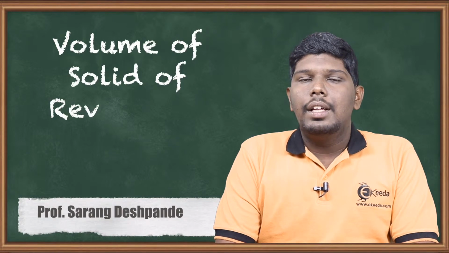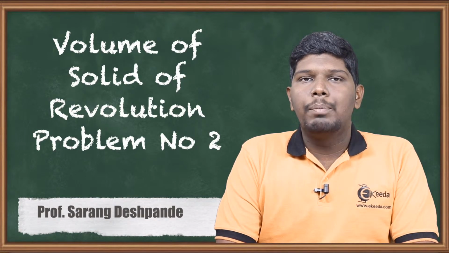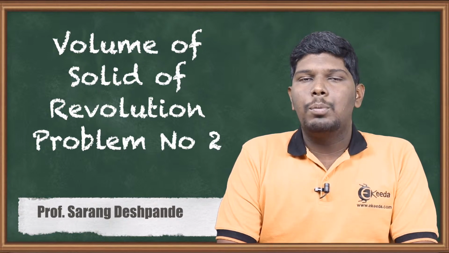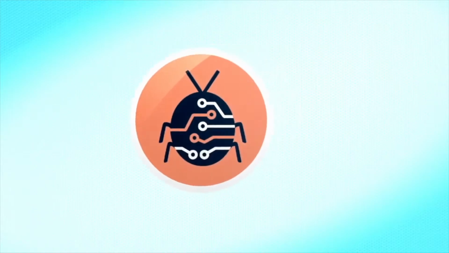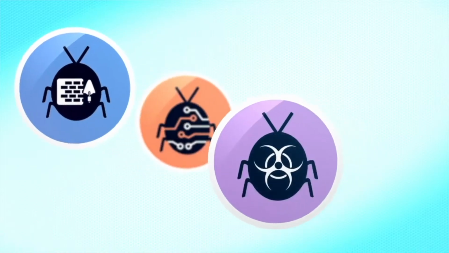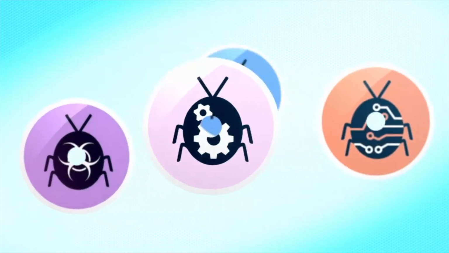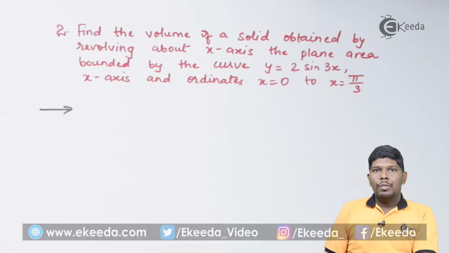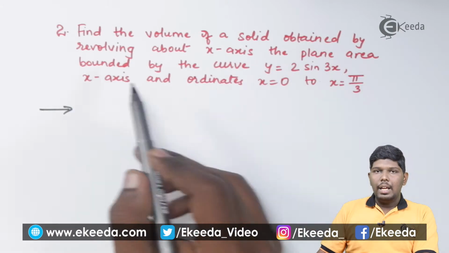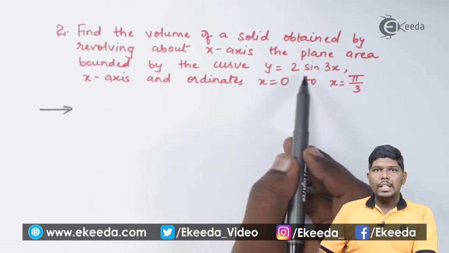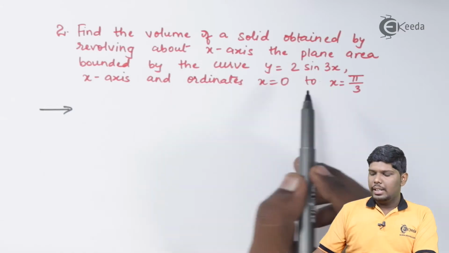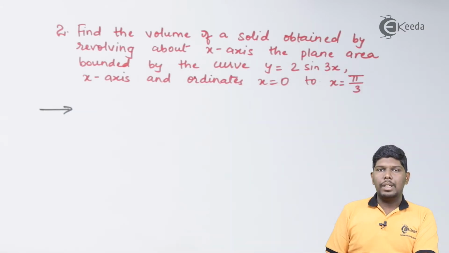Hello friends, in this video we are going to see one more problem on how to find the volume using definite integral. Let us start with problem number 2. Find the volume of a solid obtained by revolving about x-axis the plane area bounded by the curve y is equal to 2 sine 3x, x-axis and the ordinates x is equal to 0 to x is equal to pi by 3.